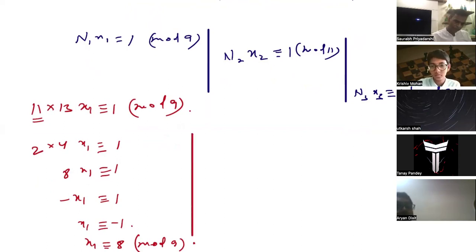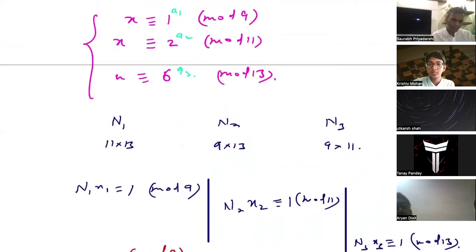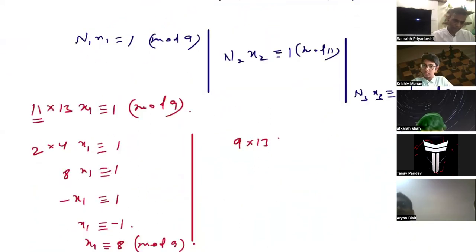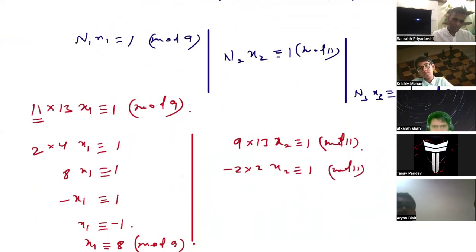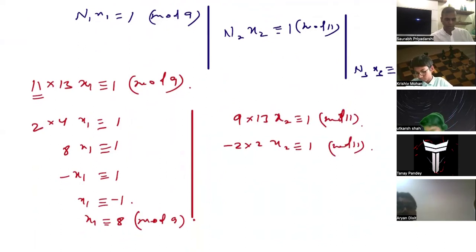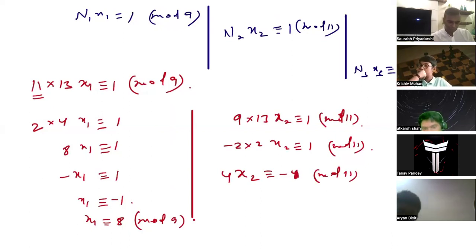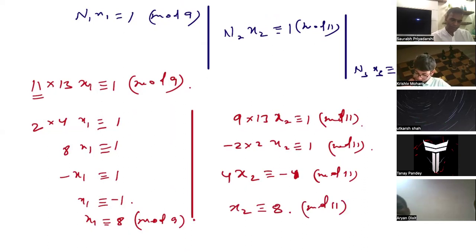Is this okay, everyone? Yes, sir. Calculation is okay, everyone? You do not have to multiply every time, right? N2 in this case is 9 into 13. Sir, so far my calculation has been correct. Mod 11, 9 is minus 2 and 13 is 2, so minus 4 X2 congruent to 1 mod 11, or X2 congruent to minus 4 inverse mod 11. Multiplying by 3, X2 congruent to minus 3, that is 8 mod 11. Okay, everyone? Sir, mine gives 7. 1 minute.